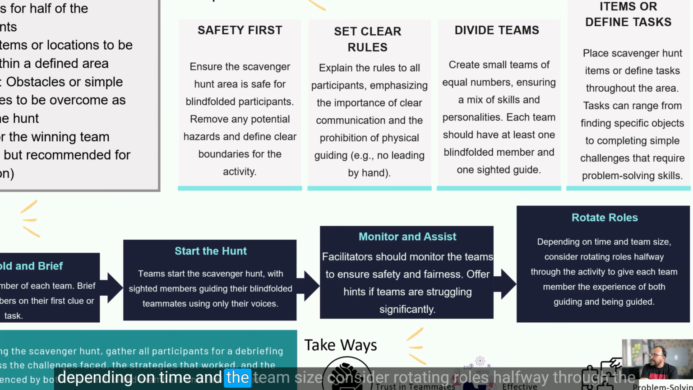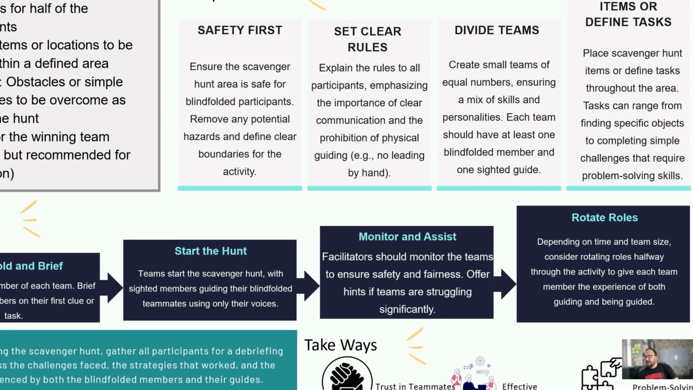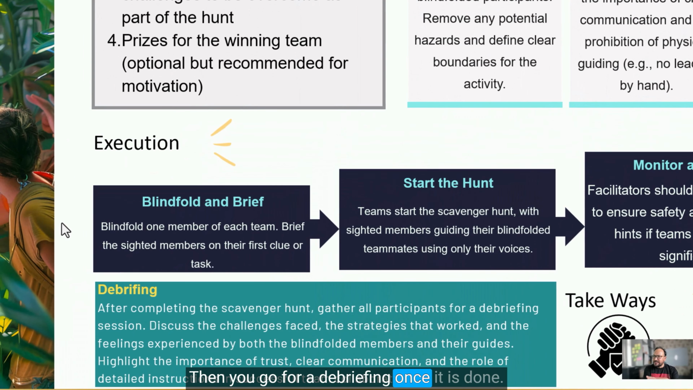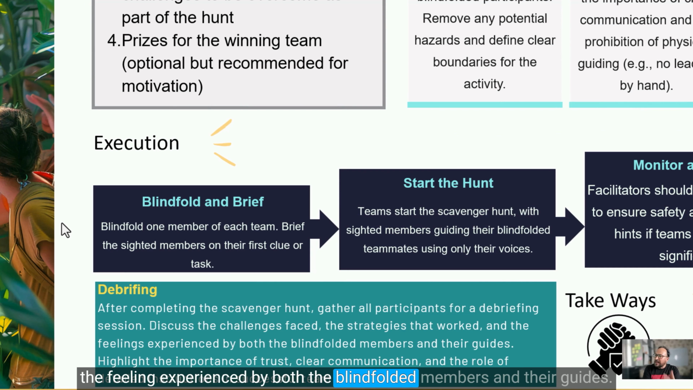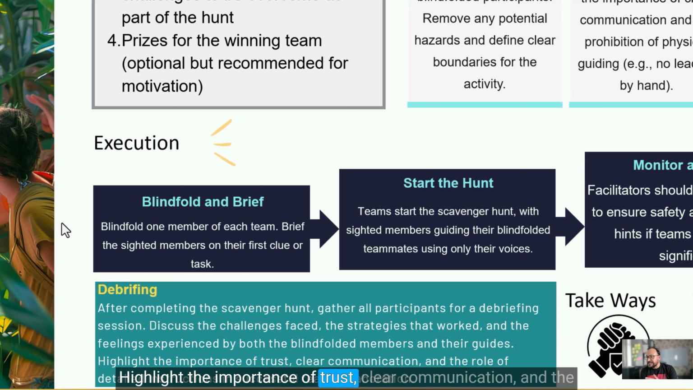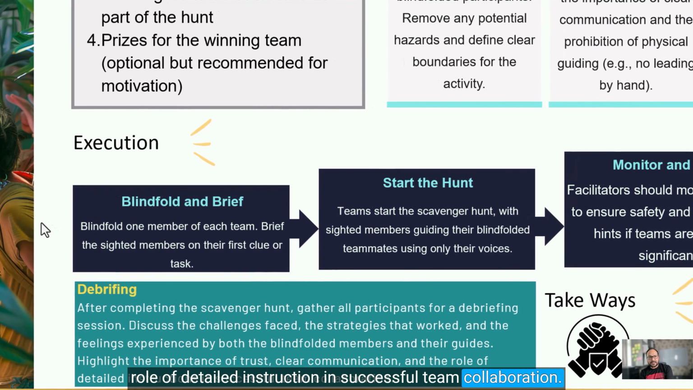Depending on time and the team size, consider rotating roles halfway through the activity to give each team member the experience of both guiding and being guided. Then you go for a debriefing once it is done. After completing this game, gather all participants for a debriefing session and discuss the challenges faced, the strategies that worked, and the feelings experienced by both the blindfolded members and their guides. Highlight the importance of trust, clear communication, and the role of detailed instruction in successful team collaboration.